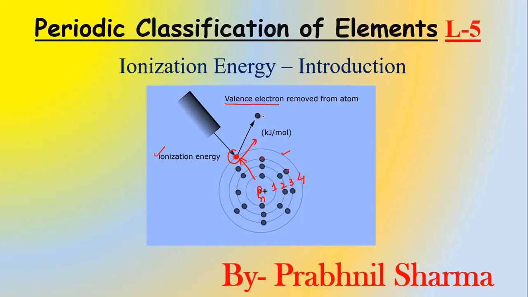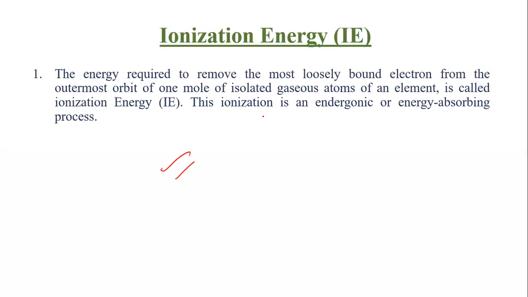Now, technically, what we have to write in the exam, what it actually is: it is the amount of energy required to remove the most loosely bound electron from the outermost orbit of 1 mole of isolated gaseous atom.